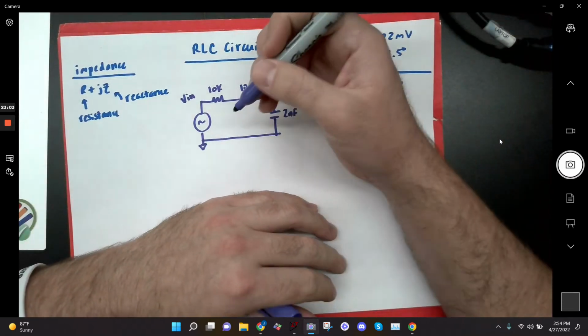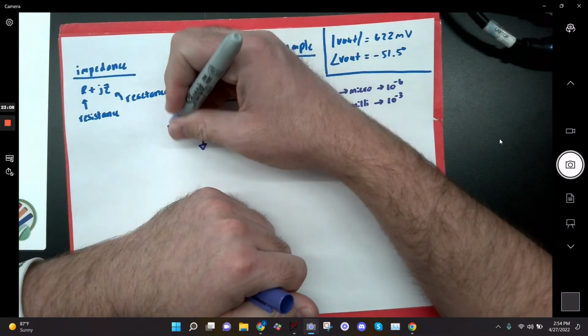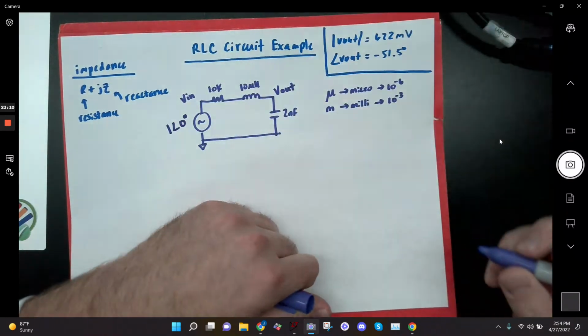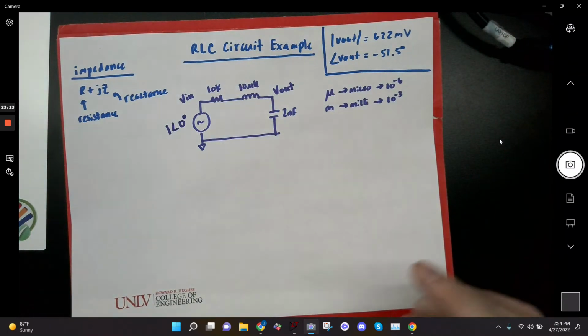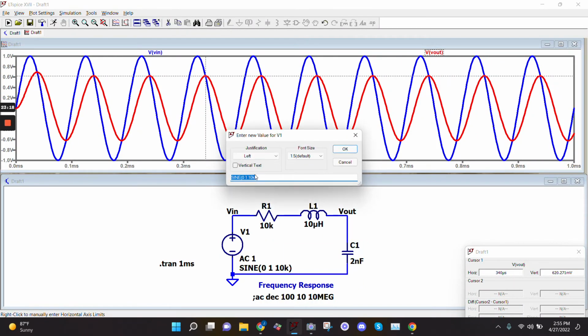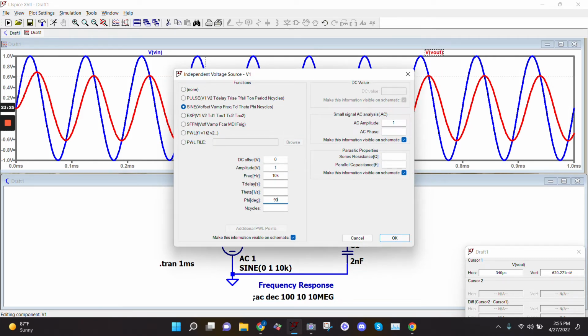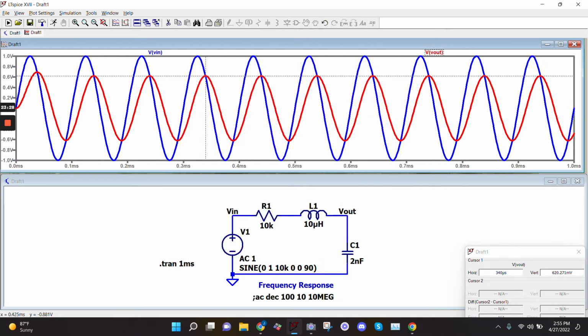All right, so here we are. The first thing we always do, I don't know what size to make this input. Let's just do 1 volt since I already did that. Okay, so 1 angle 0. Let me be consistent. If I make that 1 angle 0, and I want it to be a cosine wave, I have to come over here and make it a phase of 90, right? All right, and then I'll say that my frequency is 10 kilohertz. All right, let's go back to the paper.